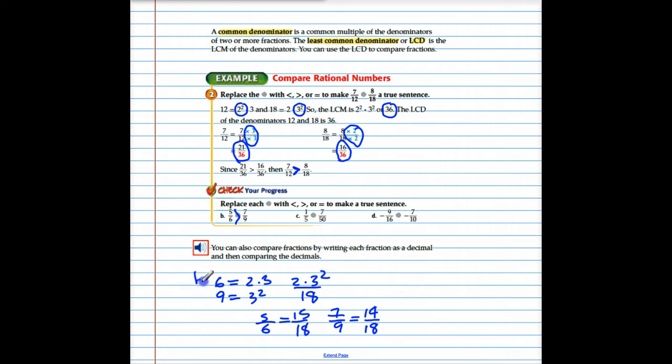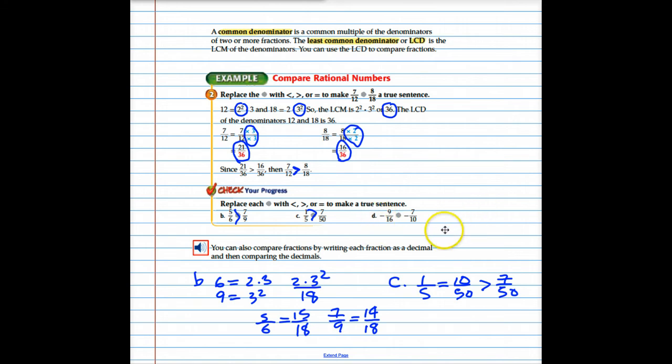This is example B. In example C, we're going to simply change 1/5 to 50ths, because 50 is our least common denominator, so this becomes 10/50ths. When we compare that to 7/50ths, 10/50ths is greater than 7/50ths, so 1/5 is greater than 7/50ths.